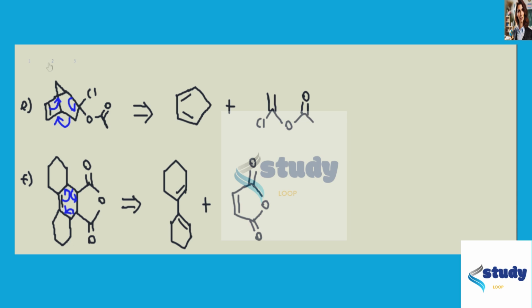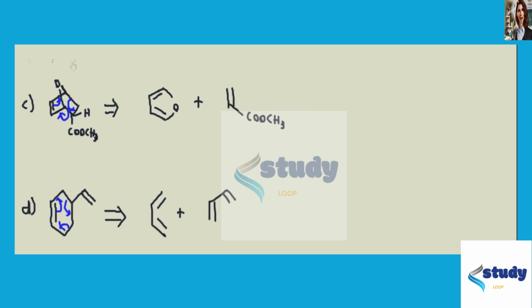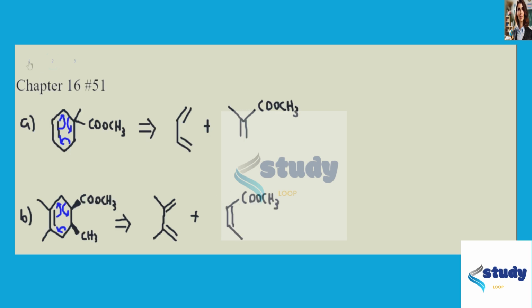Again, we arrived at these answers by drawing the pericyclic movement of electrons that is the opposite of the way that they move to form a Diels-Alder product. And so that gets us back to our starting materials. And that's the answer to chapter 16, problem number 51.